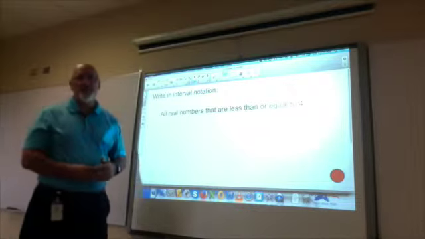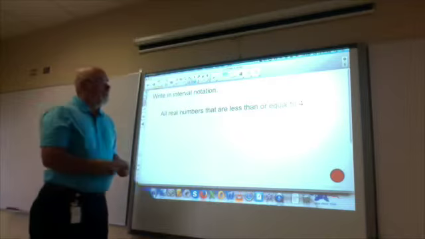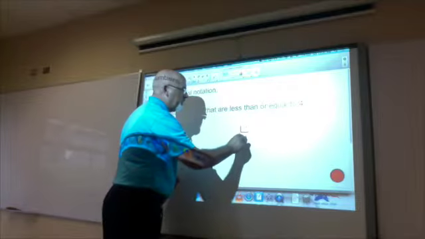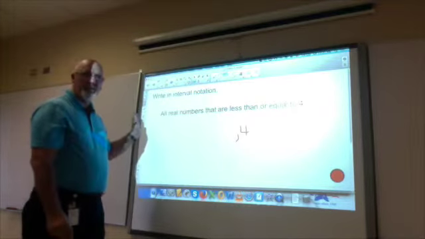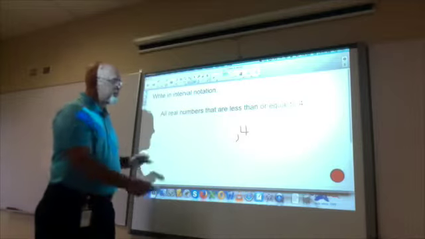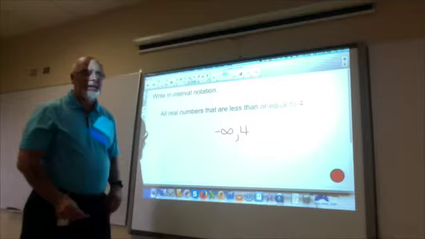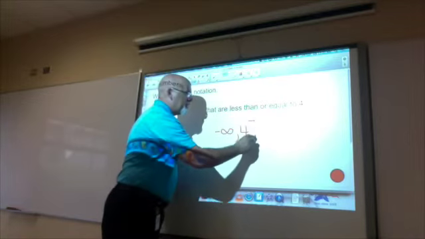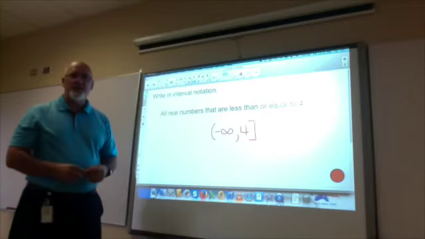Write in interval notation all real numbers that are less than or equal to 4. So if it's going to be less than or equal to 4, we're going to start with the 4 over here. And we're going forever to the left because it's less than. So it goes to -infinity. Now, does it include the 4? Yes, it does. So that means we put a bracket. And once again, we put a parentheses anytime we have infinity there.